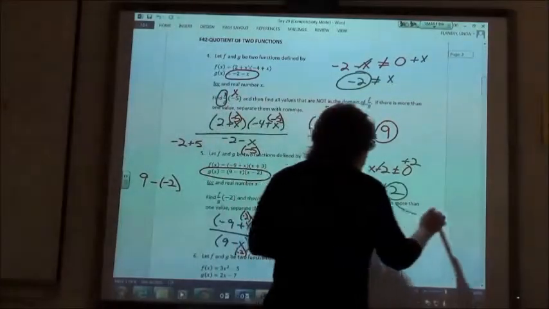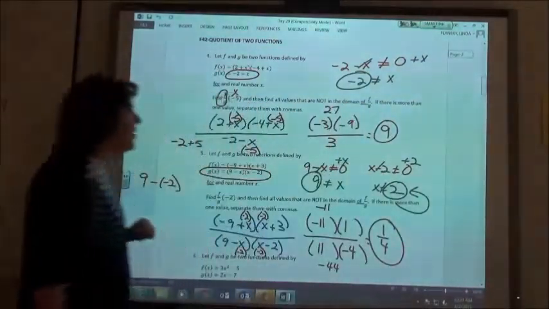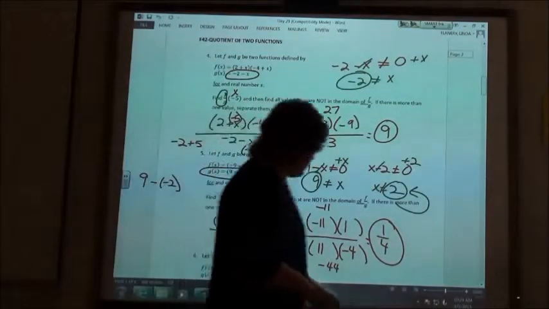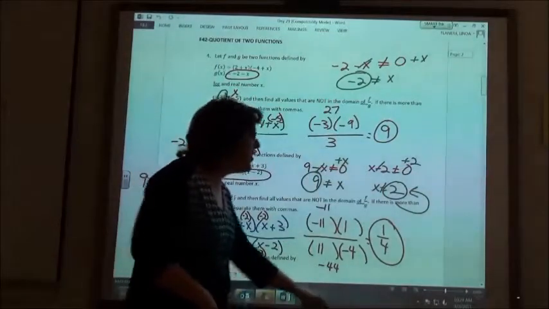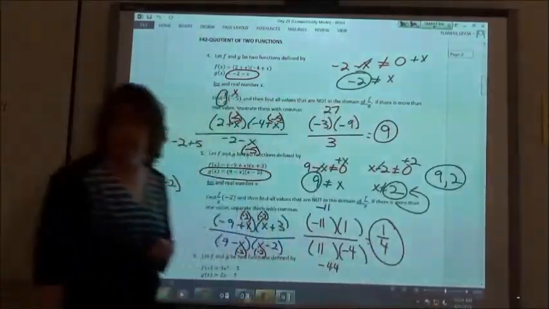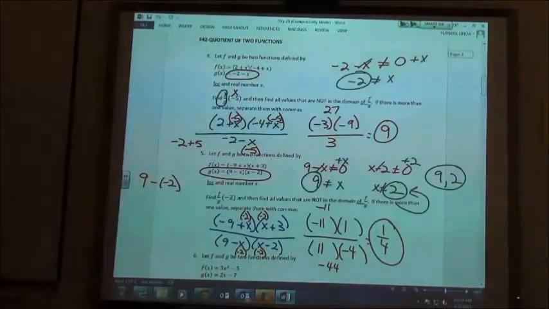So which ones are not in the domain? The 9 or the 2? Because I have 2 different ones. So I put in both 9 and 2? Yep. You'll just put them in with a comma. You're going to say 9 comma 2 because I have 2 different answers. Either one of them would make the bottom a 0.